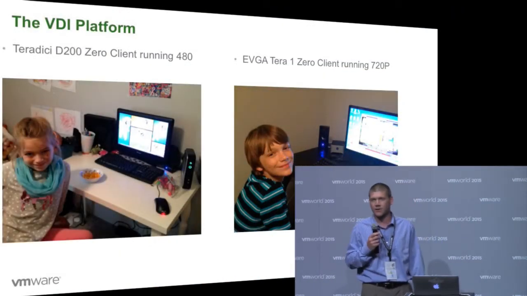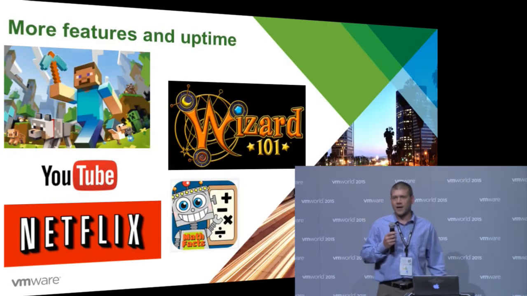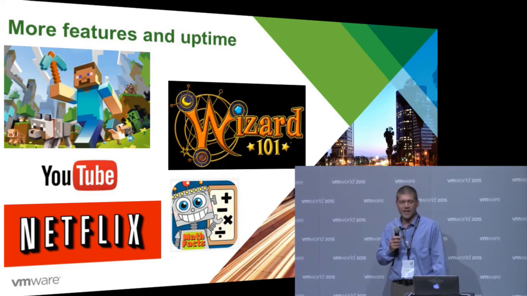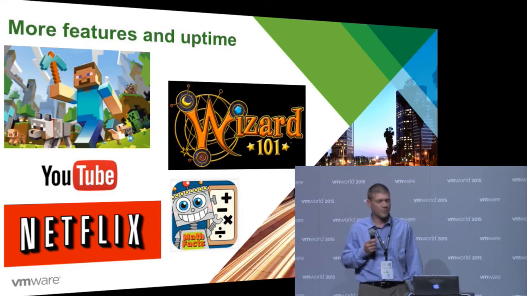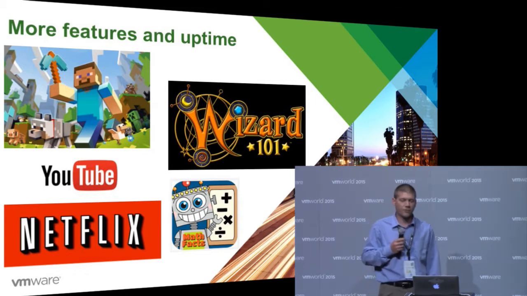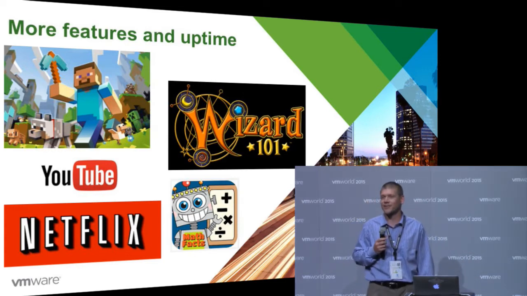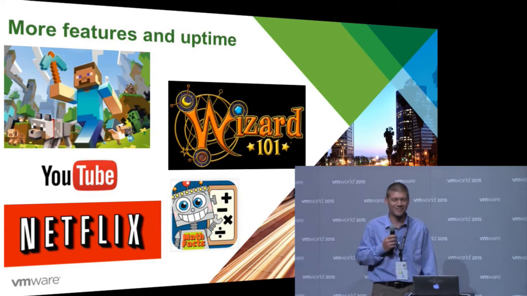So like any normal parent, I ran out and got some thin clients and provided them with virtual desktops in my home lab on some Dell C1100 servers, basically producing a Windows 7 desktop for them, right? As my users start to scale up, I have to support more features and uptime, right? So things like Minecraft, Wizard 101, YouTube, Netflix, and because I'm not a terribly awful parent, stuff like MathFacts and other learning applications for the kids, right?